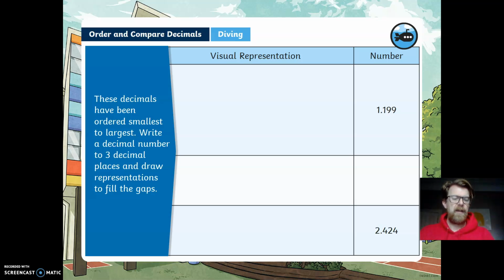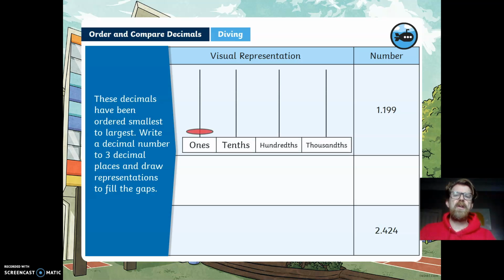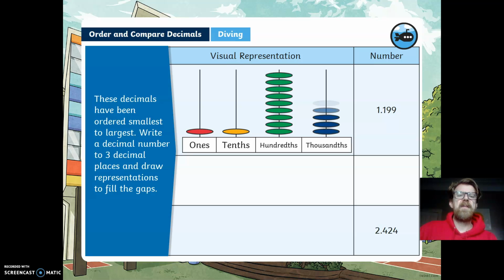Okay, so there's lots of ways that we can use visual representation to show what a decimal number looks like. So we could use this way. And there's going to be a couple of questions like this maybe in your work later. So we can see that is 1 whole one, 1 tenth, 9 hundredths, 9 thousandths. If we added 1 more thousandth to that, we would have 1.2.